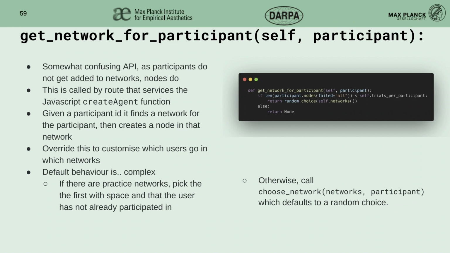Yeah. So there's two things that are basically kind of inevitable. So create network is what decides the structure of the network. Add node to network is what decides what happens when a user joins a network. And get network for participant is what decides how users are assigned to networks. These three really do control everything about setup. Can you repeat that slowly?